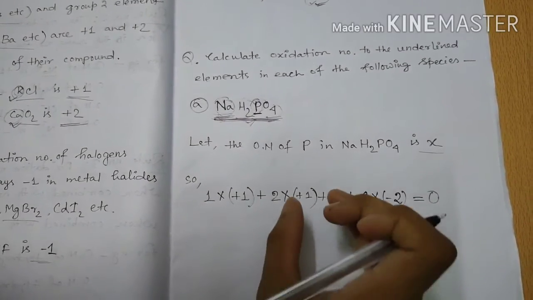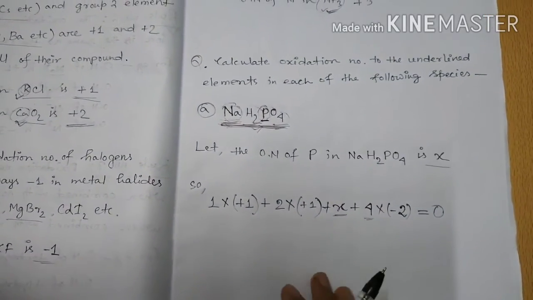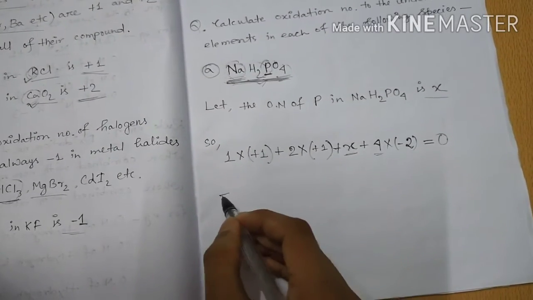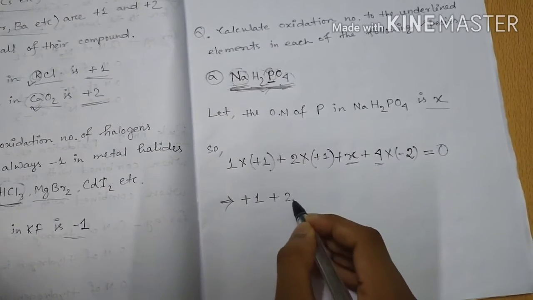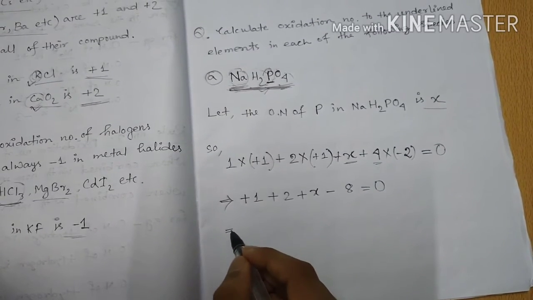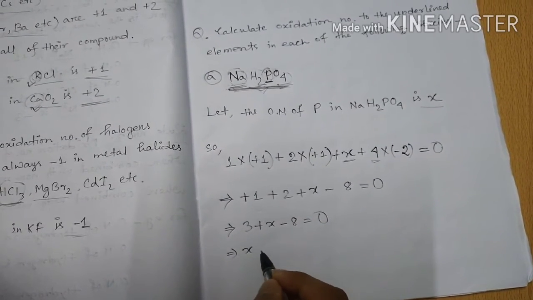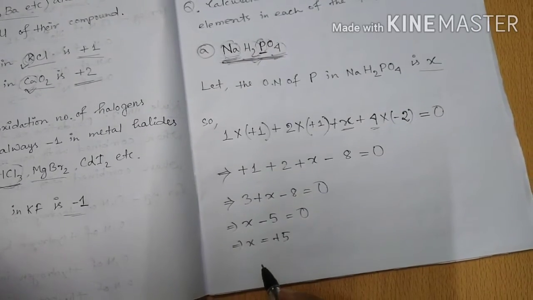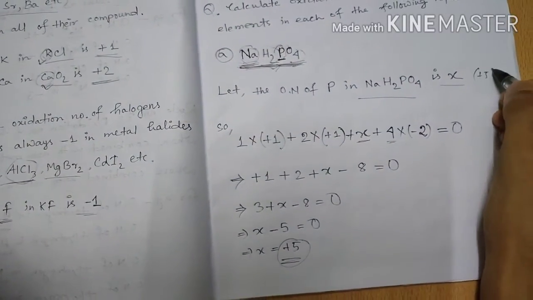Now we have to simplify this and find the oxidation number of phosphorus, that is, the value of X. If we simplify, this will be +1 and this will be +2, plus X, and this will be -8, equal to 0. Then 3 plus X minus 8 equals 0, so X minus 5 equals 0, then X equals +5. So we have got the value of X as +5, and the oxidation number of phosphorus in this molecule is +5.